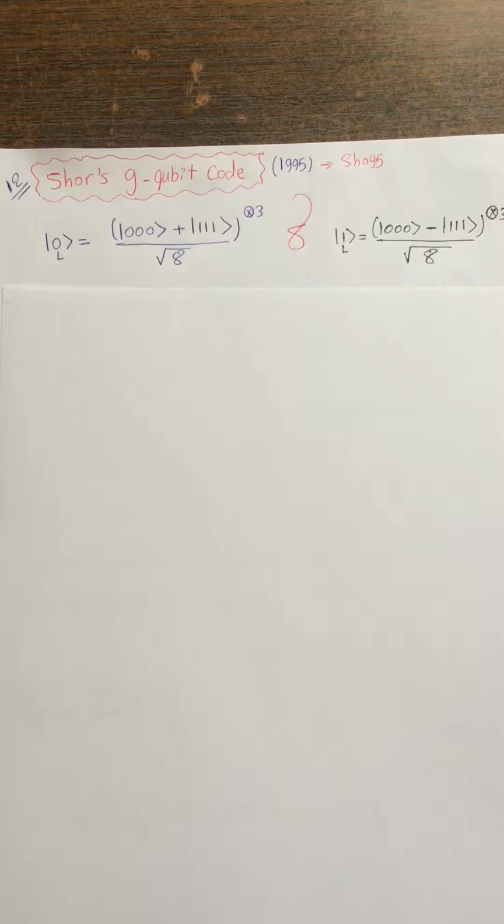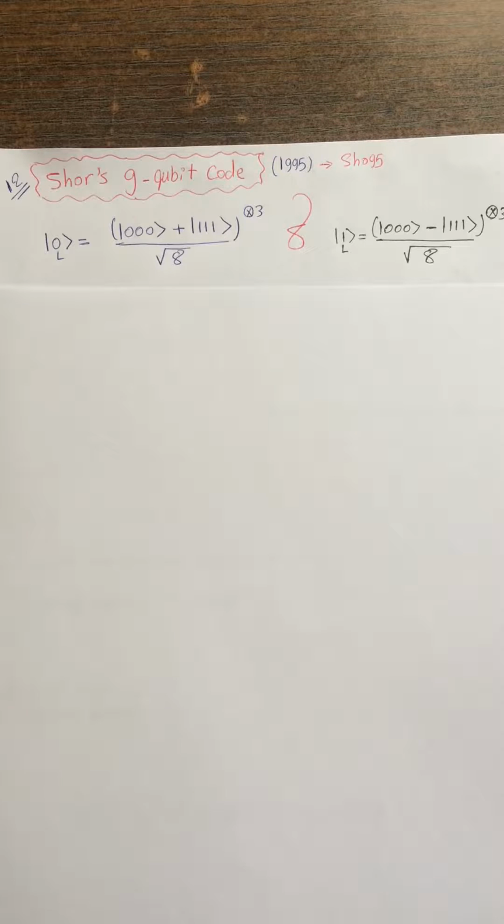Today is about Shor's 9-qubit code, and this is a nice code that you will see for correcting arbitrary single qubit errors, and you'll see also that it works for even 2-qubit errors. It was invented by Peter Shor, who was a pioneer in this field, in 1995, as you see.